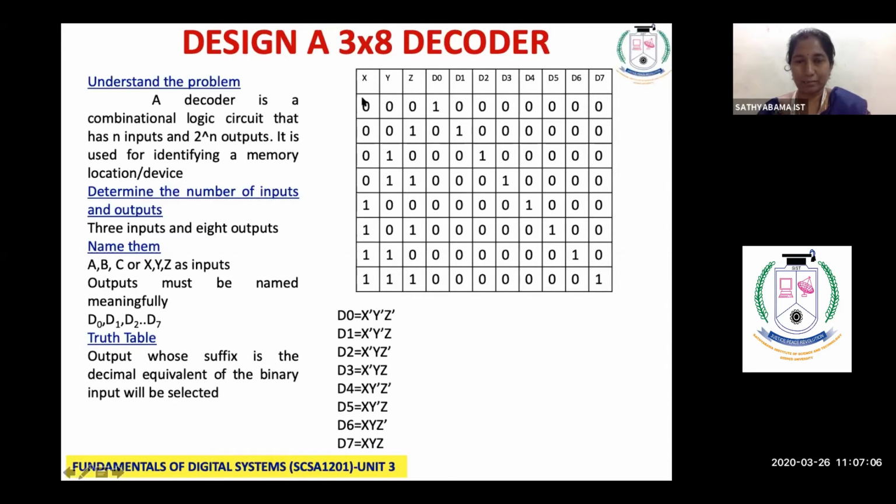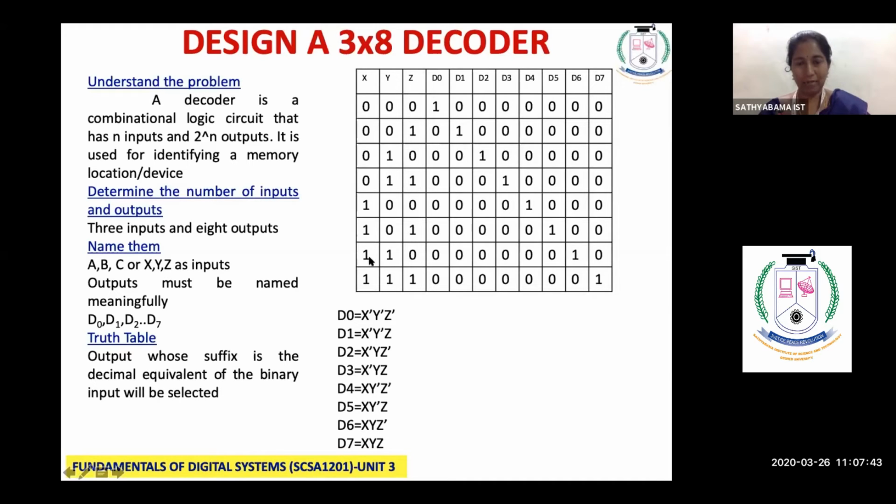Let us try again. 0, 0, 0 means D0. 0, 0, 1 means D1. 0, 1, 0 means D2. So what is it we are missing here? Convert these inputs into the decimal number system. 0, 0, 0 in binary is what in decimal? 0. So D0 is selected. Let us check whether our pattern is correct. 0, 0, 1 in binary, in decimal it is what? 1. See, D1 is selected.